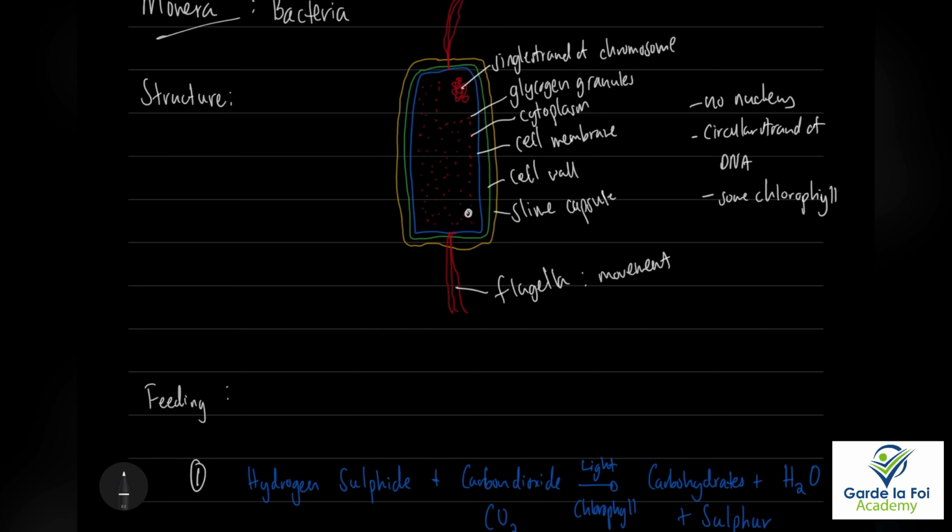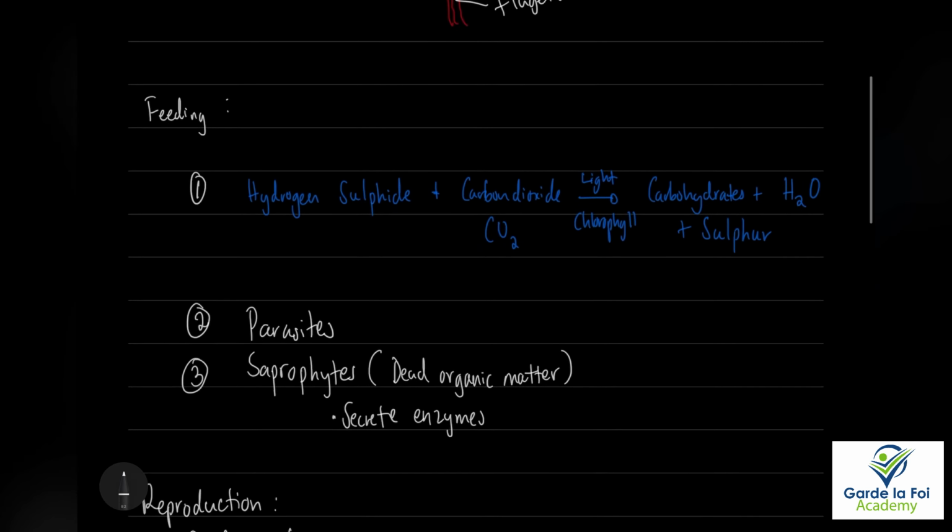When you look into the feeding, we've got those bacteria that have chlorophyll, which actually absorb sunlight to produce their own food. So this is the process where they combine hydrogen sulfide and carbon dioxide with light and chlorophyll to make the carbohydrates, water, and the sulfur that they need. Obviously, they need the carbohydrates for nutrients.